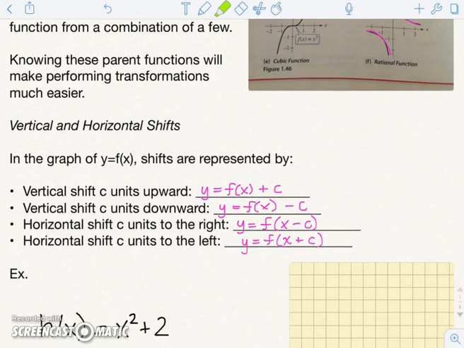First transformation is called a vertical or horizontal shift, meaning moving the graph up or down, left or right. So literally just picking it up and shifting it. So given the graph y equals f of x, so a function, shifts are represented by, if it's vertical, it's tacked on the end. So this right here represents my shift. If it's a plus, it moves up. If it's a negative, it moves down. The vertical shift you take as it is.